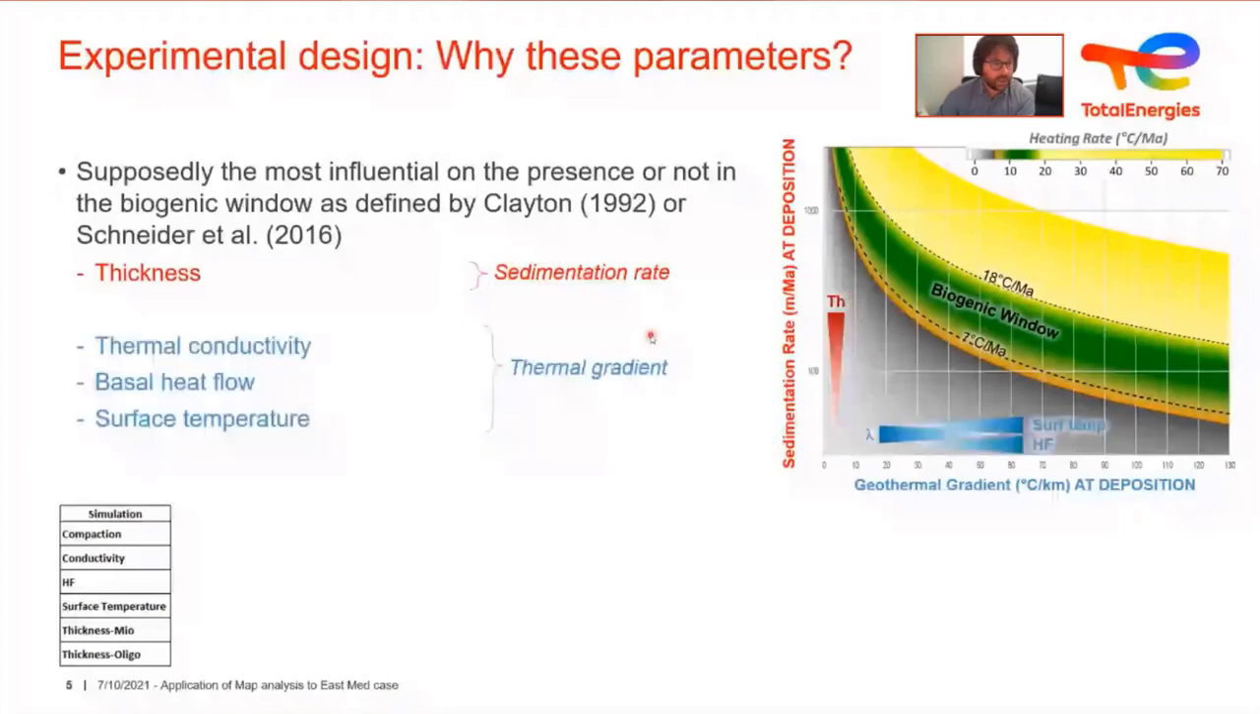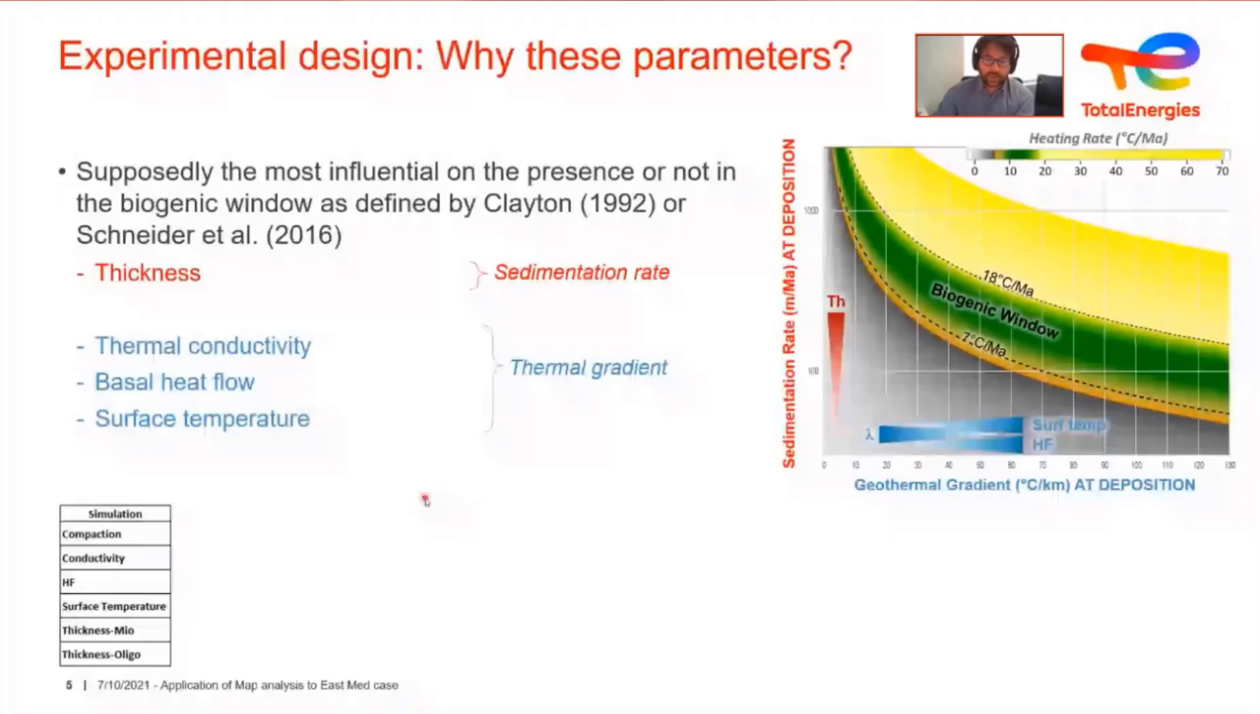On the other hand, you have those three parameters: thermal conductivity, basal heat flow, and surface temperature, which will have an impact on the thermal gradients. So surface temperature and heat flow will tend to increase the thermal gradient when increasing, and the conductivity has the opposite effect. If you replace shale by sand, you will cool your basin.